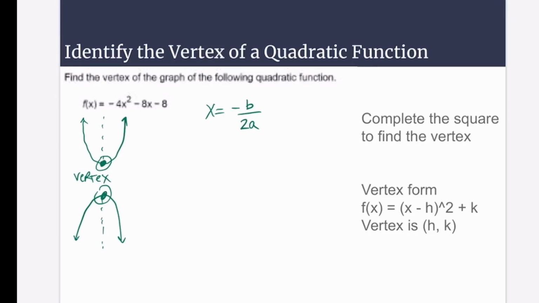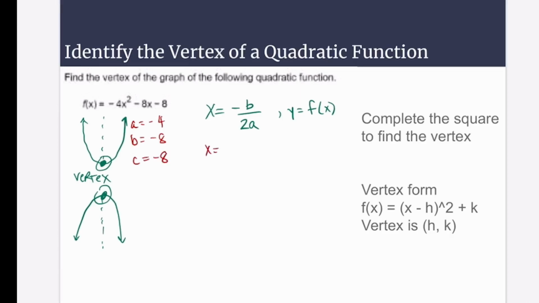So it's actually the first part of the quadratic formula, without the plus minus and all the radicals. Once we find our x value, our y value is just going to be taking our x value and plugging it in to our function, and we'll have our y value. So that's the easiest way to do this. So our a value is negative 4. Our b value is negative 8. Our c value is negative 8.